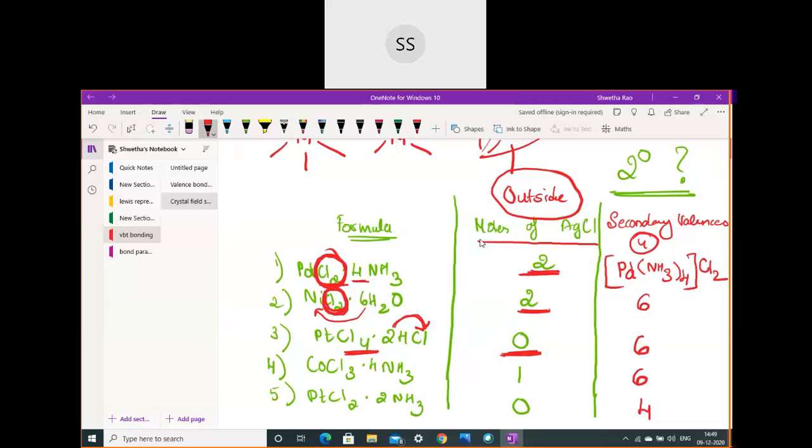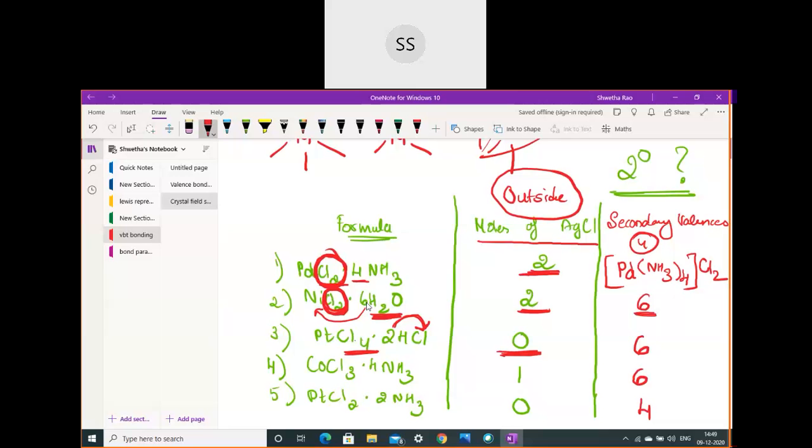Okay. So here, if 2 moles have gone out, that means from this compound which is given to us, 2 moles of Cl has gone out. So what is remaining now? You remove this Cl2 out. How many are remaining directly linked with the palladium now? 4 NH3. So that 4 will be the secondary valency. Okay, this 4 will become the secondary valency. Okay, followed?